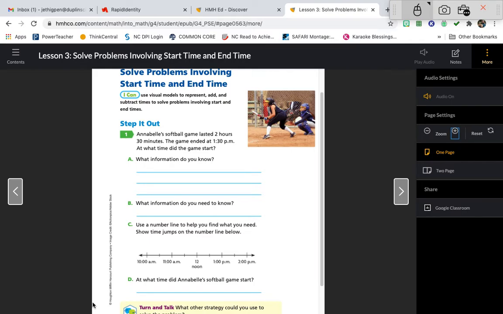And you find that on page 543 in your math workbook. Our objectives today are to use visual models to represent, add, and subtract times to solve problems involving start and end times. So let's look at Step It Out.